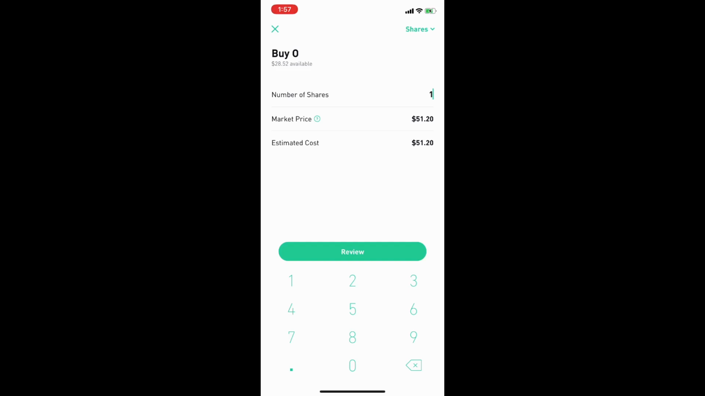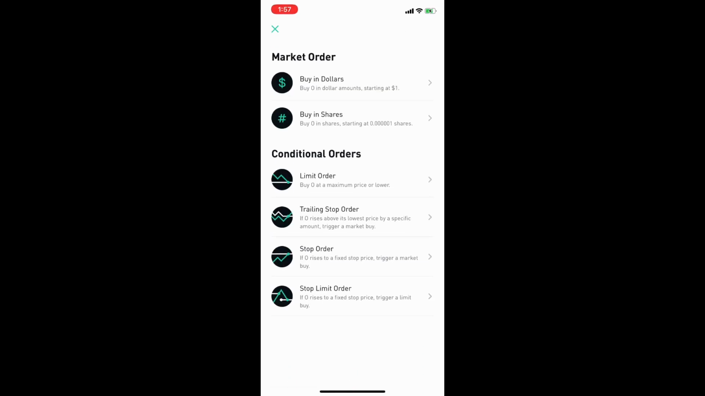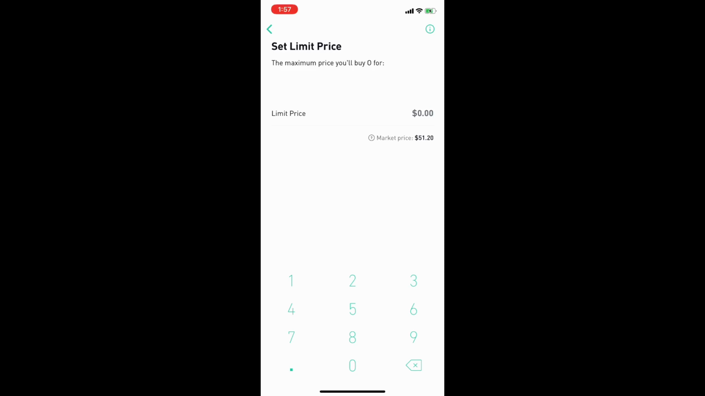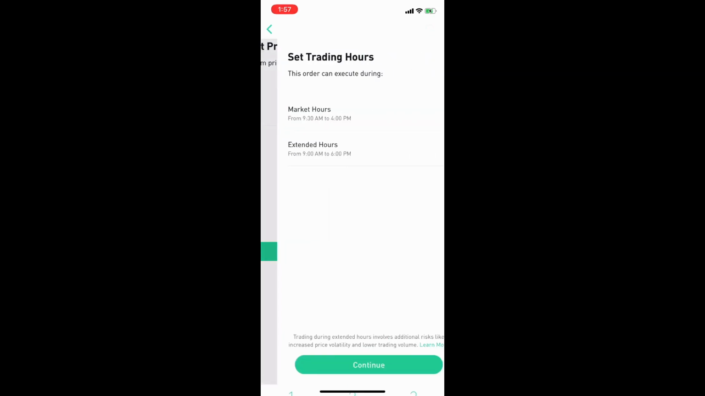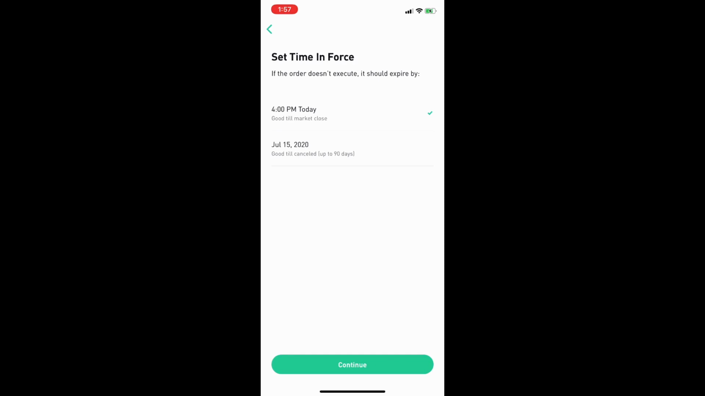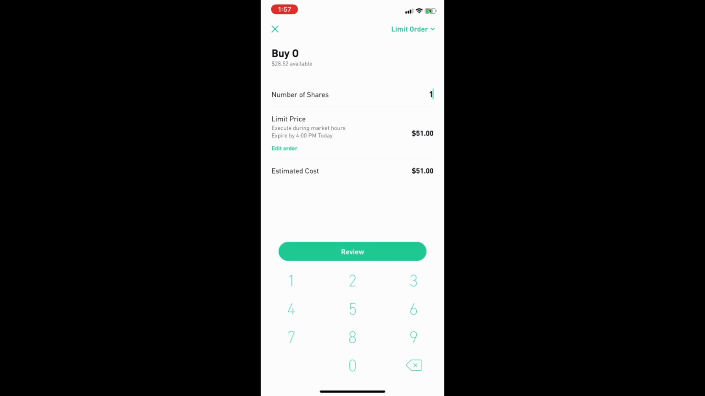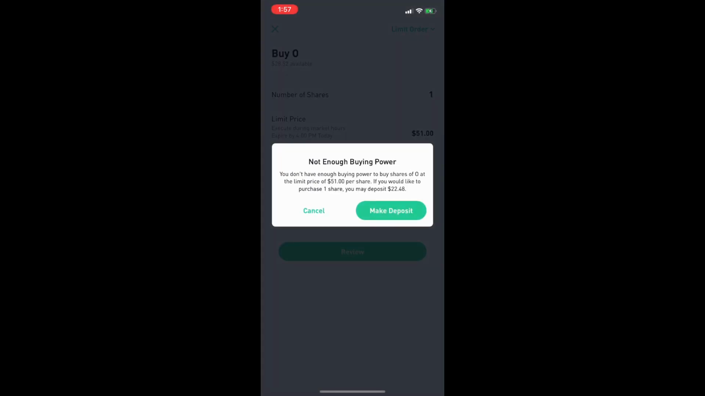So if I wanted a different type of order, they have a limit order. This is another one that I would recommend for beginners, and the only other one of the different types of conditional orders. Say I wanted to only pay $51 for this stock, I would put that in, and it would go through the trading hours, just when I want it to execute. Sure, I can do it during market hours. How long I want to keep this trade in force. So if I want it to stay for a couple months, that I can get them whenever they dip below 51, or just today, I can choose that. And then it goes to this screen. And again, I hit review, and it's going to tell me that I don't have enough money.